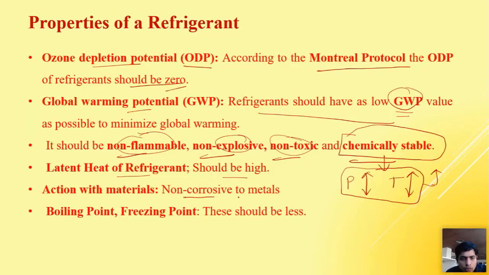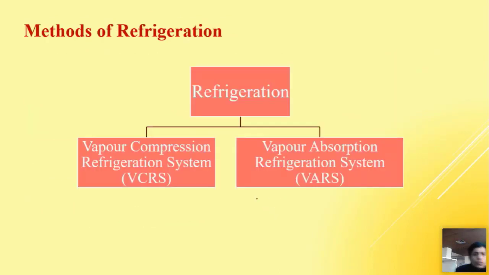It should be non-corrosive to metals. The pipings, valves, and coils we are using should not react with it and should not be corroded. If we talk about the boiling point and freezing point, they should be very low. Now we need to talk about the basic methods of refrigeration we use. First is the vapor compression refrigeration system. Another is the vapor absorption refrigeration system. The vapor compression system is frequently used, while the other systems are costlier as well.